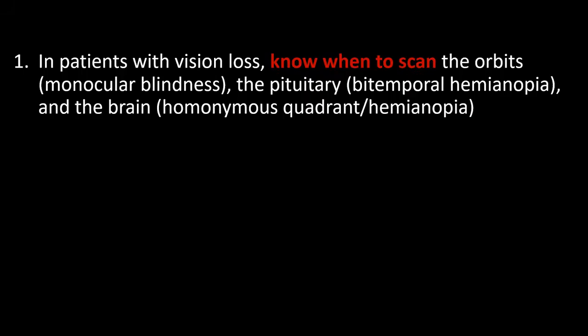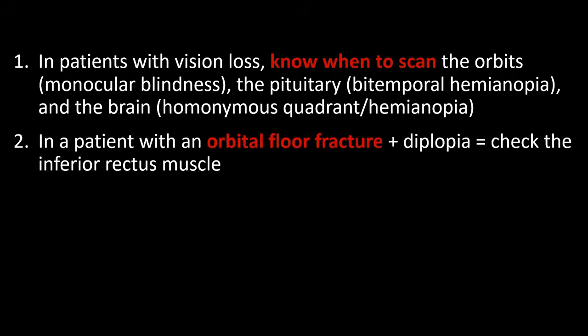First of all, if a patient has visual disturbances or vision loss, it's very important for us as radiologists to know what to scan exactly. If the patient has monocular blindness, the pathology will involve the orbits or the optic nerve, and you will do a dedicated MRI of the orbits. In a patient with bitemporal hemianopia, you will do an MRI of the pituitary, and in a patient with homonymous quadrant anopia or hemianopia, you will do brain imaging.